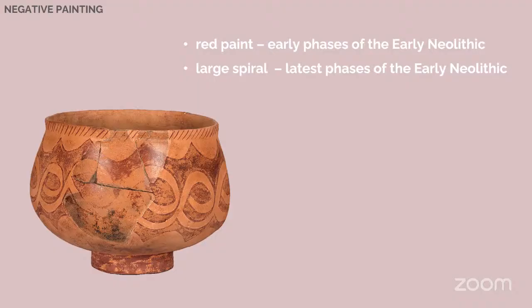So if we considered only the ornament itself, we could probably attribute it to the later phases of the Starčevo culture. But if we consider all of these elements, then the chronological attribution becomes less straightforward. So I think it's another warning that we have to consider all of these elements.